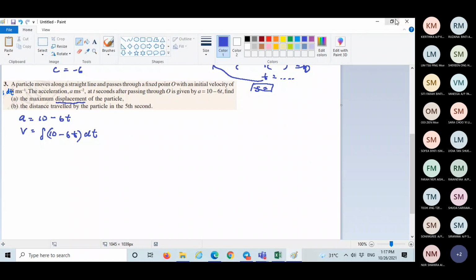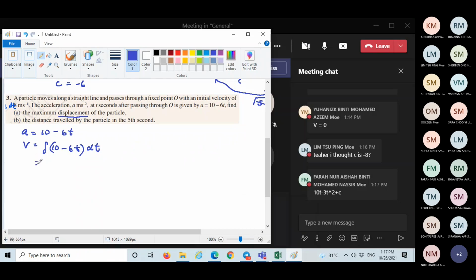Farah, so fast. Wait, very good. I don't have to wait for you. 10t, then this one, 2 over 2, cut. So negative t to the power 3, negative 3t squared, correct? Then plus c, okay? Remember to put back the v.